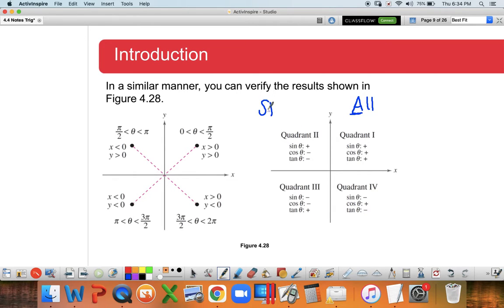All students take classes. Whether you want to come up with one that's more fun than that, it's all up to you. But this tells us that in quadrant 1, everything is positive, including cosecant, secant, and cotangent.